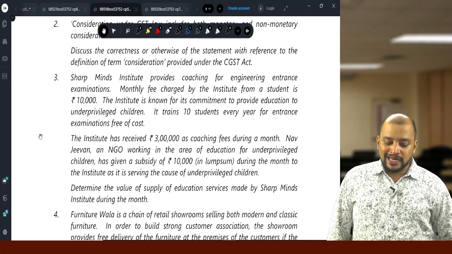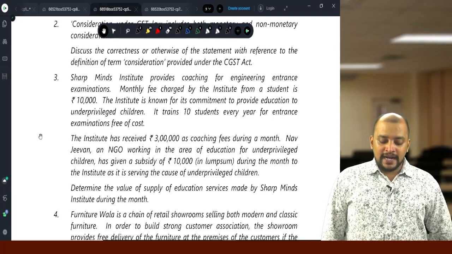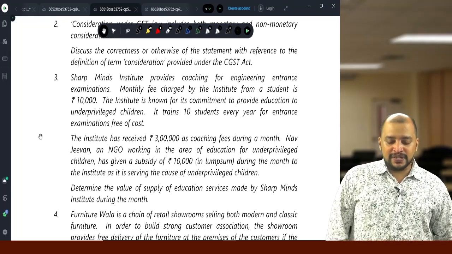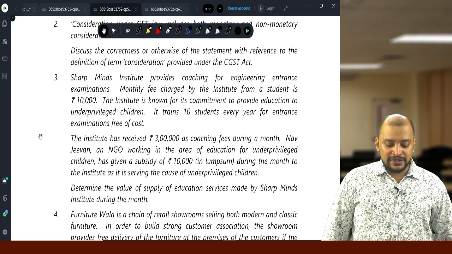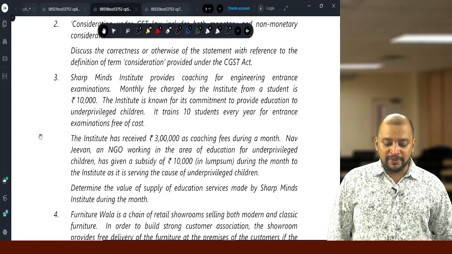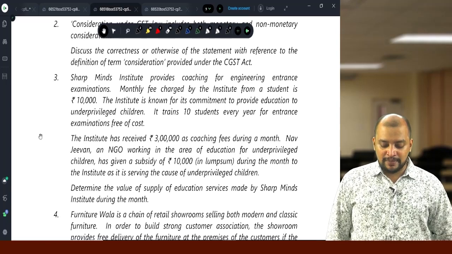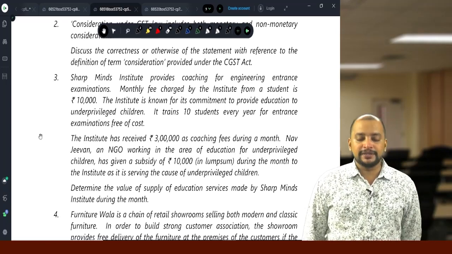Navjeevan, an NGO working in the area of education for underprivileged children, has given a subsidy of 10,000 in lump sum during the month to the institute as it is serving the cause of underprivileged children. Determine the value of supply of education service made by Sharp Minds Institute during the month.